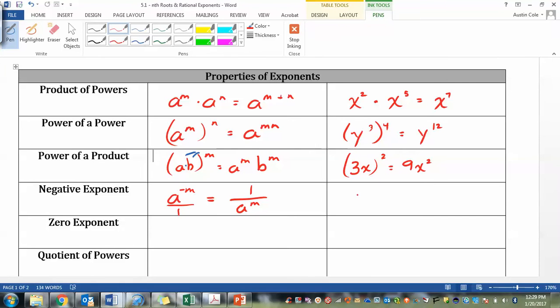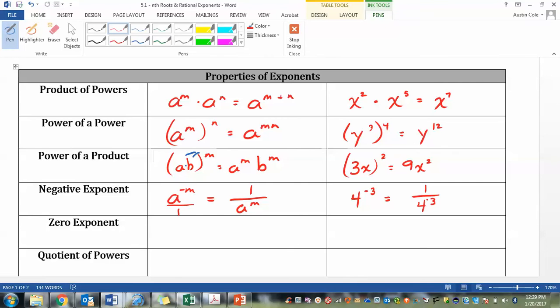Okay? So let's say I've got 4 to the negative third power. A common response would be negative 64, and that's wrong. Don't think of it as a negative. Let's get rid of the negative. It's currently in the numerator, so I'm going to move it to the denominator. So this is going to be 1 over 4 to the third, because when I move it to the denominator, it now becomes a positive exponent.